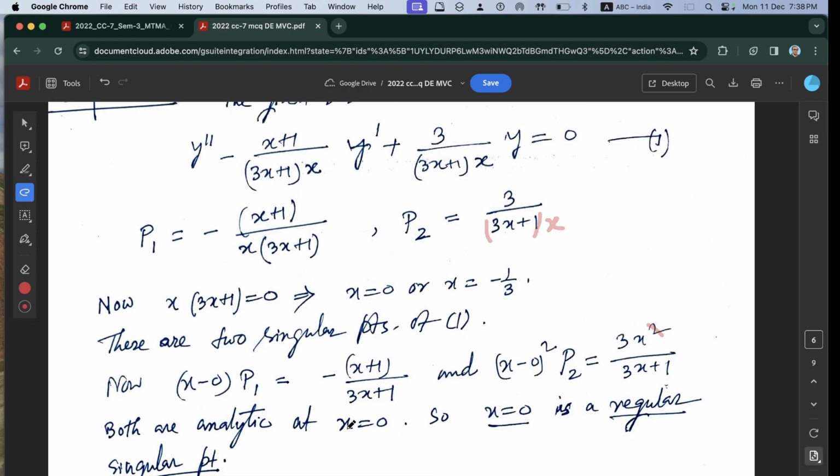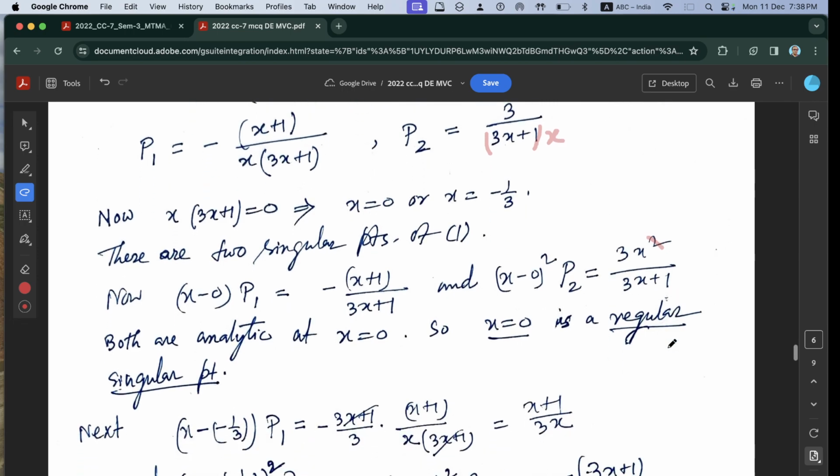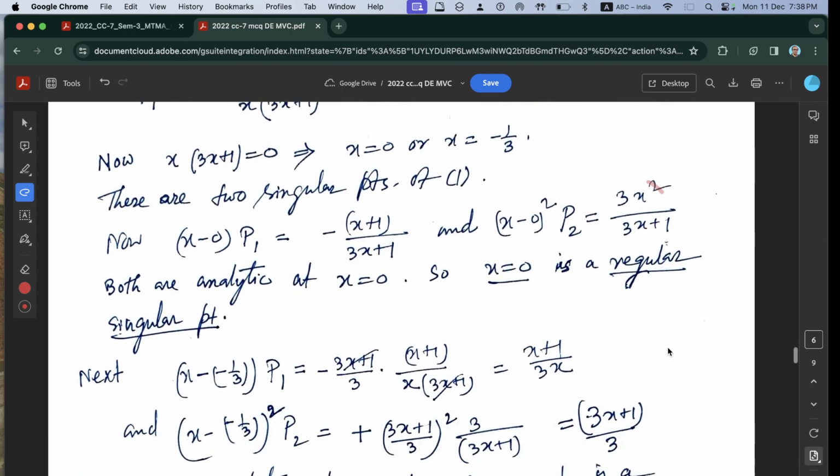Both are analytic at x equal to 0. Hence x equal to 0 is a regular singular point, because x minus 0 into p1 is analytic, and (x minus 0) whole square into p2, this is equal to 3x by 3x plus 1. So both are analytic here.